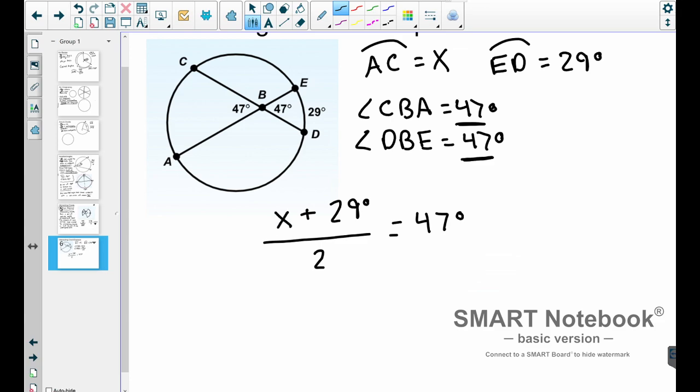So the first thing to do here is multiply both sides by 2. So you would be left with X plus 29 degrees equals 47 times 2, which is the same as 40 times 2 is 80, and 7 times 2 is 14. So you're left with 94 degrees. So what does X equal? X equals what? And I'll let you guys solve that in your notes.